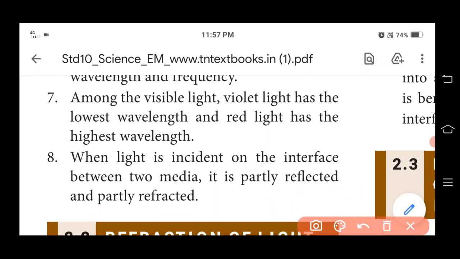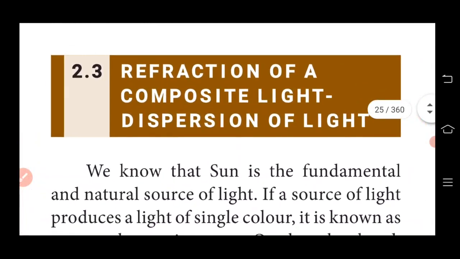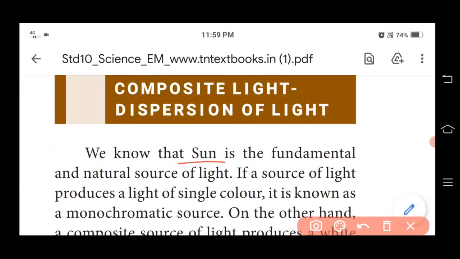So today we are going to our new topic, refraction of a composite light, dispersion of light. So composite light is nothing but our sunlight, which is known as visible light. Students, we know that sun is the fundamental. So important 1 mark question. Sun is the fundamental and natural source of light.